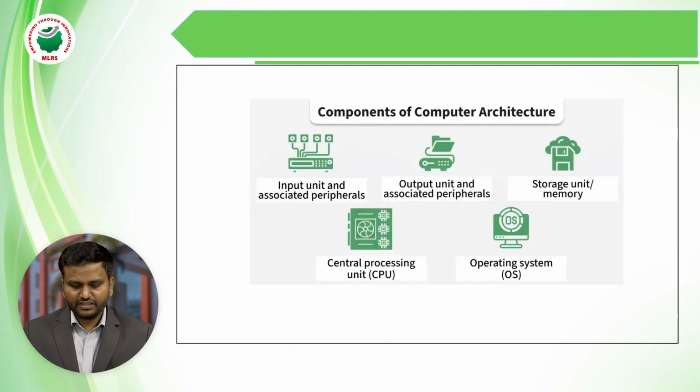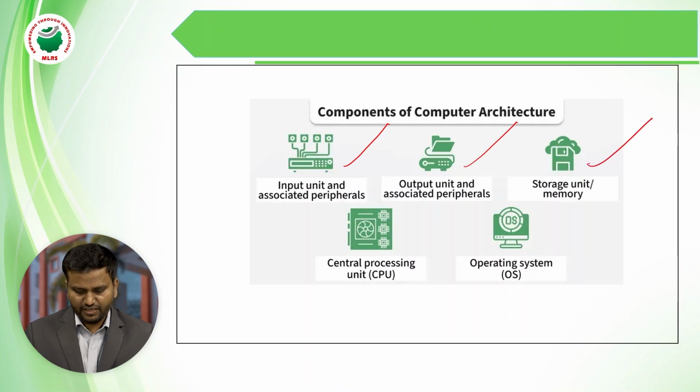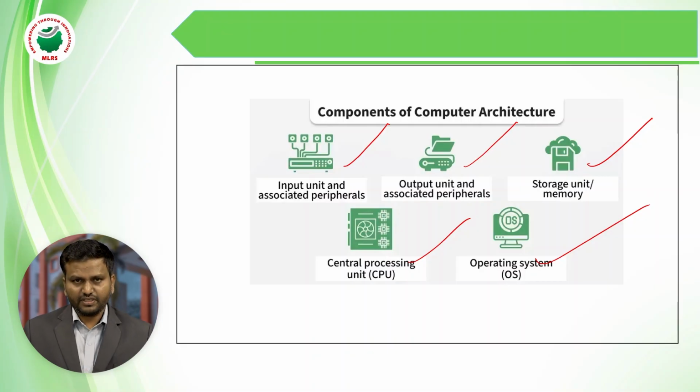The computer components, mainly the architecture, are represented here as a diagram: the input unit and associated peripheral devices, the output unit and associated peripherals, the storage unit, the central processing unit, and the operating system. These are the architectures of the CPU, and the inside and outside device structures.